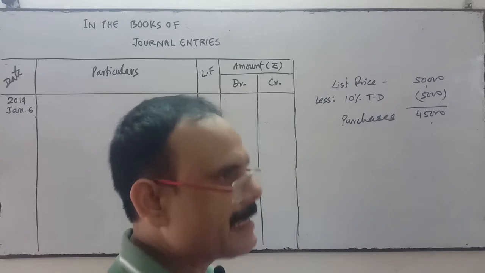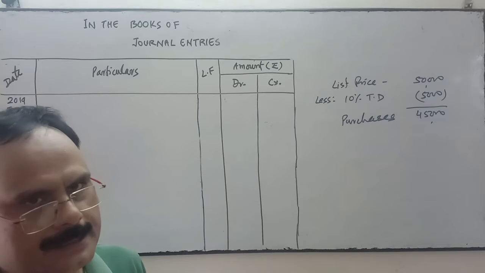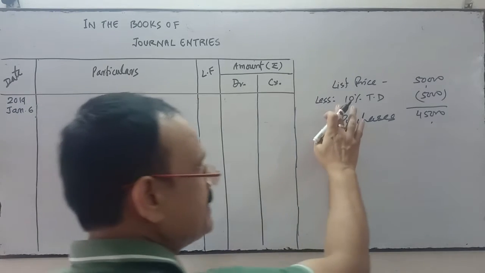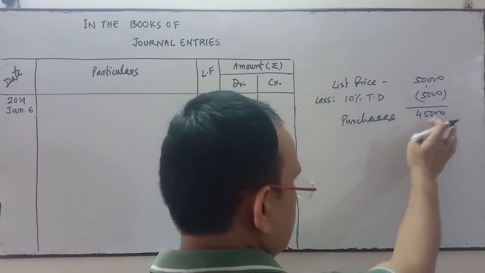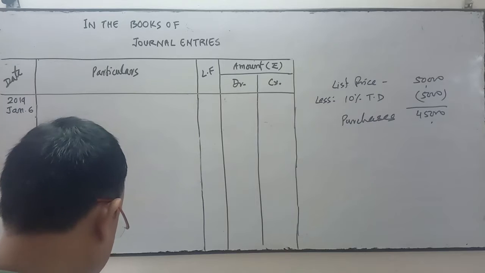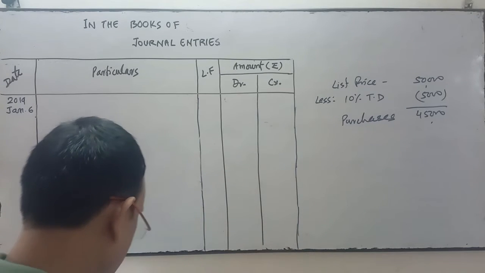Because trade discount is directly deducted from the invoice or bill or cash memo, as I told you earlier as well. So 10% is directly deducted from the list price first. Whatever the amount comes, that is your actual purchase value. So goods purchased for rupees 45,000 is after deduction of trade discount.